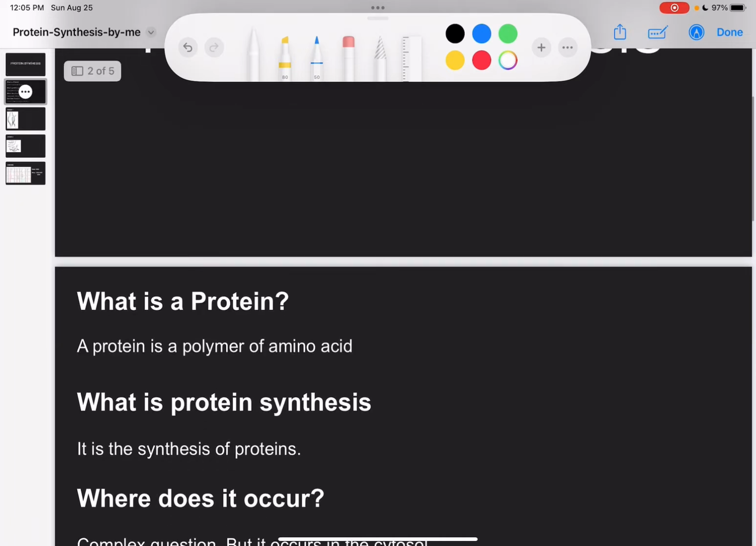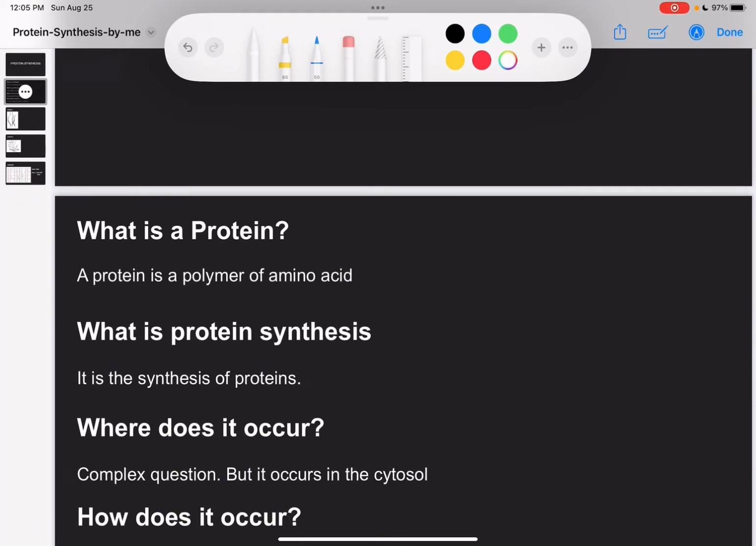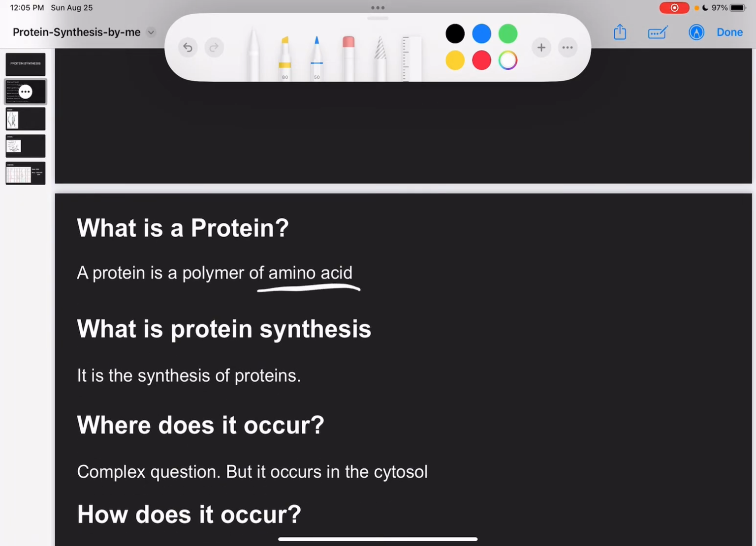Let's begin with the basics. What is a protein? A protein is a polymer of amino acids. That means it's made up of multiple amino acids. What is protein synthesis? Simply put, protein synthesis is the synthesis of protein.